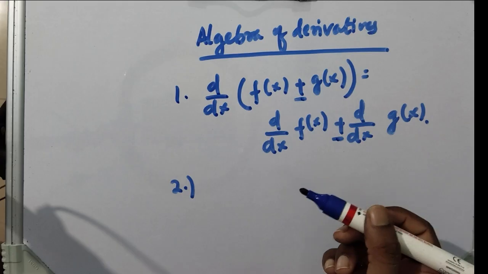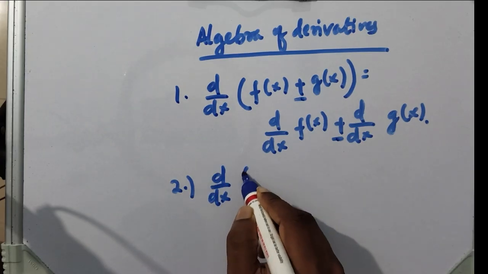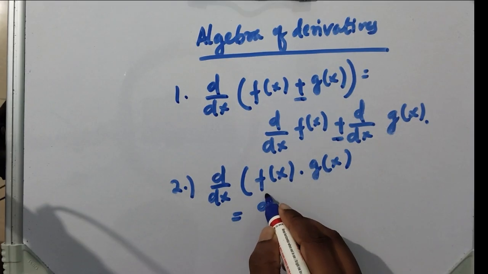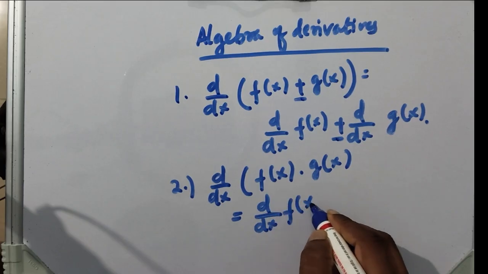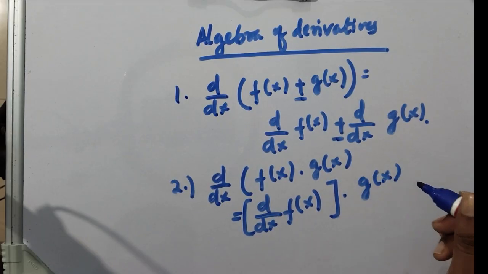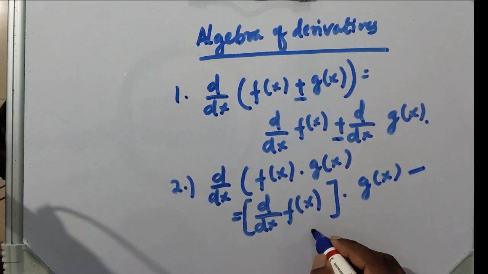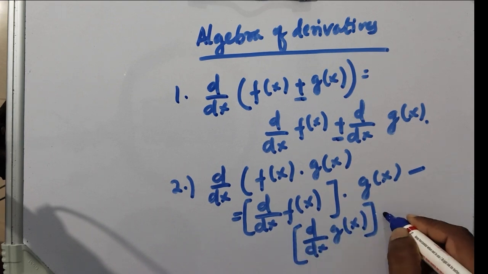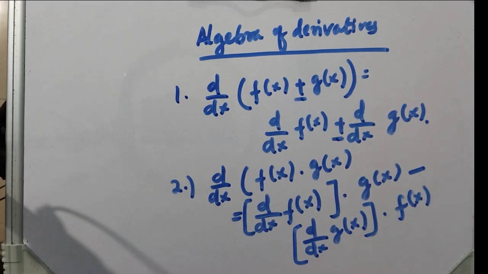Now coming to the multiplication, dy dx of f of x into g of x is equal to dy dx of f of x into g of x plus dy dx of g of x into f of x. It will be plus.